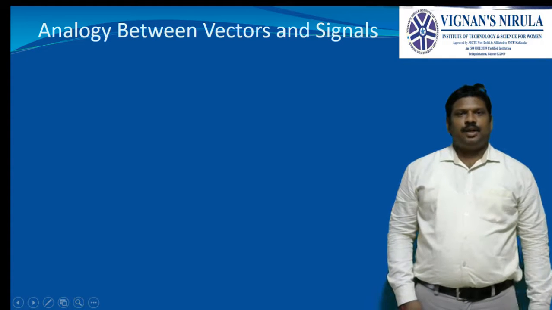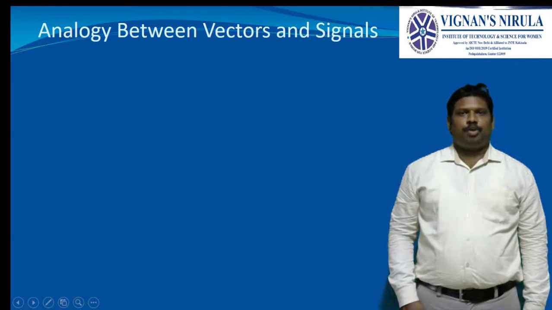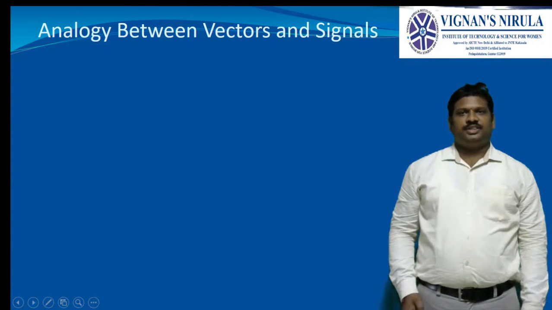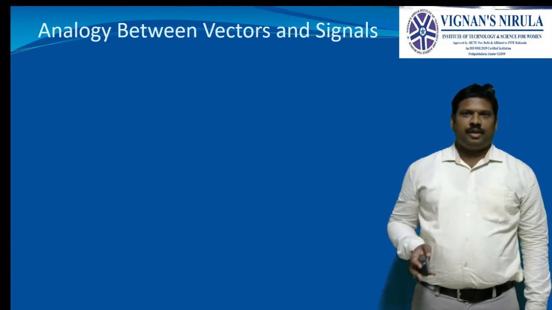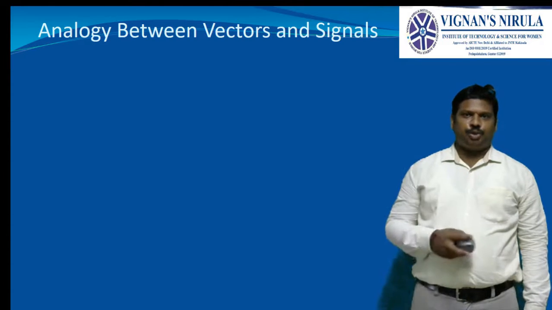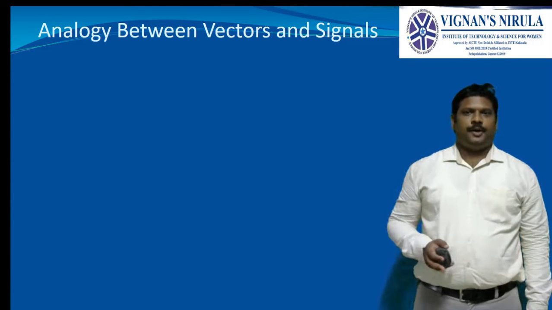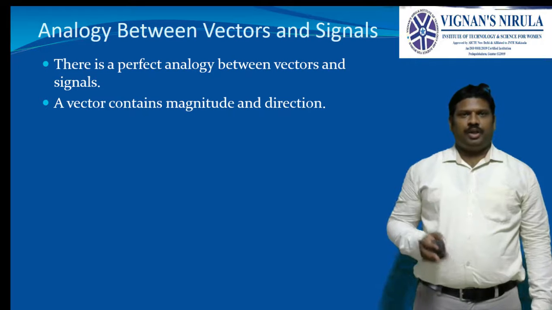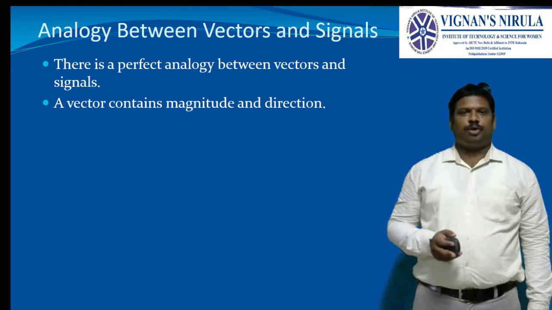Today we'll discuss an important topic for our students, that is the analogy between vectors and signals. Generally, a vector can be defined as something which consists of a particular magnitude and the corresponding direction. We'll first see the concept of analogy between the vectors and the signals.